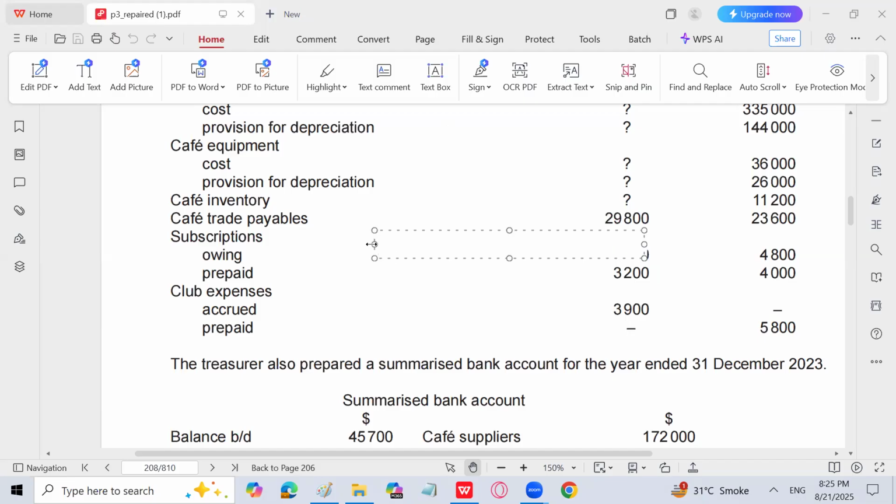It is already given. Now, in order to calculate depreciation, first of all, we will calculate depreciation on the newly purchased asset. That is 4,500 into 20%. So let me calculate that. 4,500 into 0.2. The answer is going to be 900.